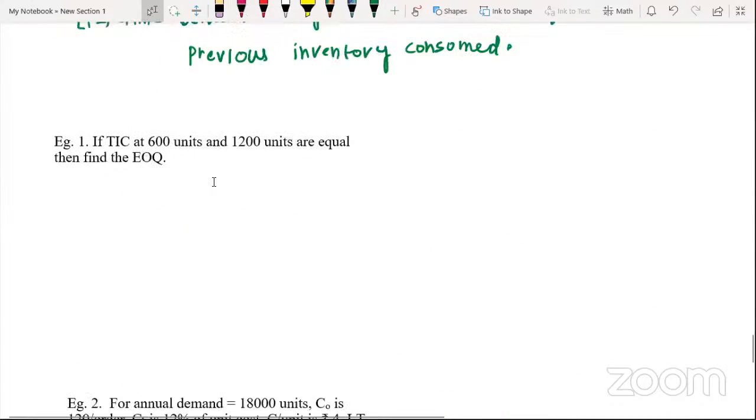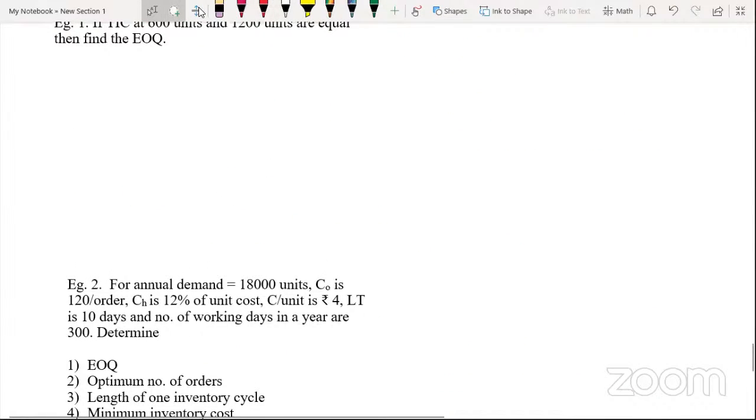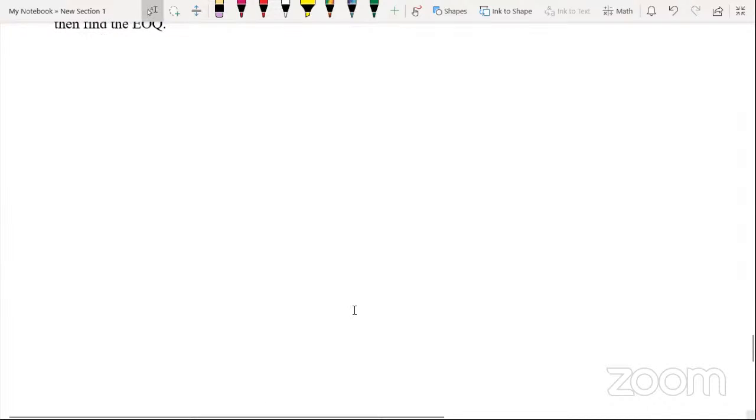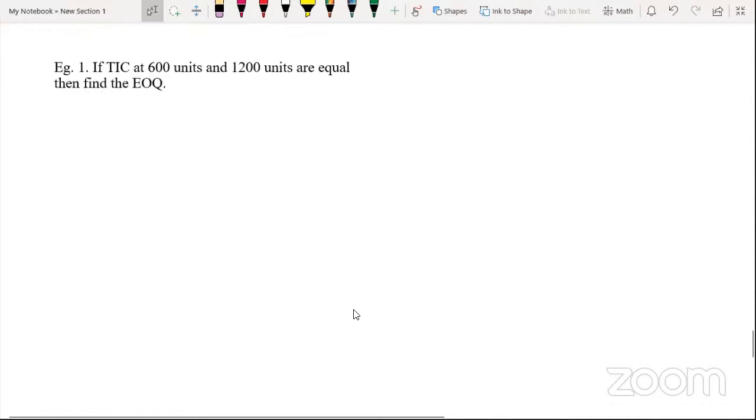Now we have got one question. In the upcoming lecture also we will talk about inventory only. So don't worry, we will complete our inventory chapter, but here we have got one very simple question. It is written that if TIC, means total inventory cost, at 600 units and 1200 units are equal, then find the EOQ. So basically they have told that the TIC at 600 units equals the TIC at 1200 units. This condition has been given in the question.